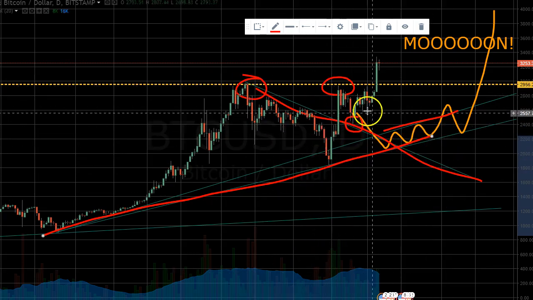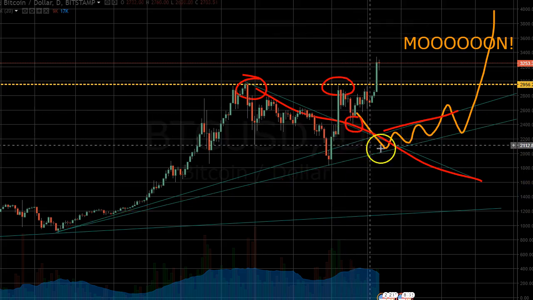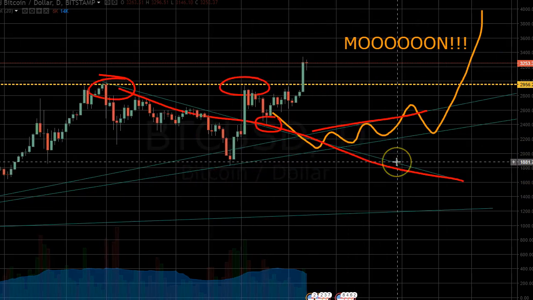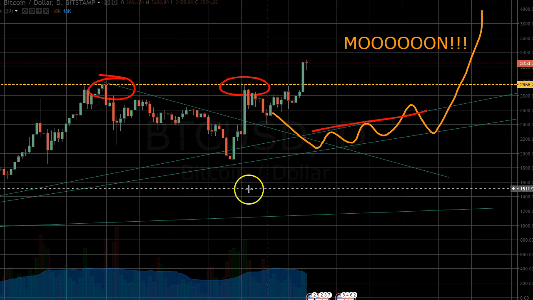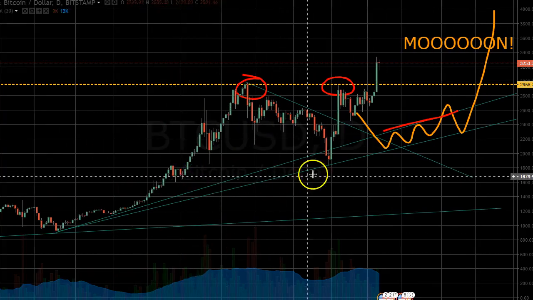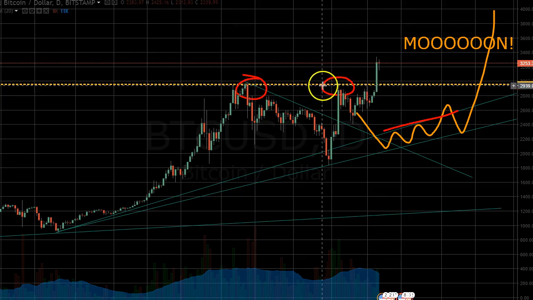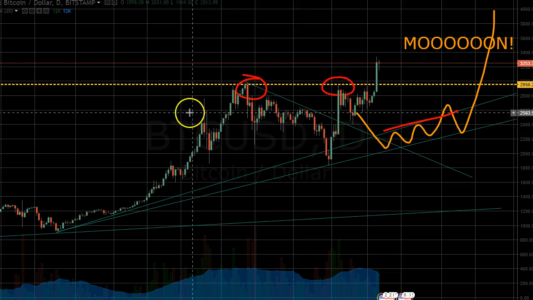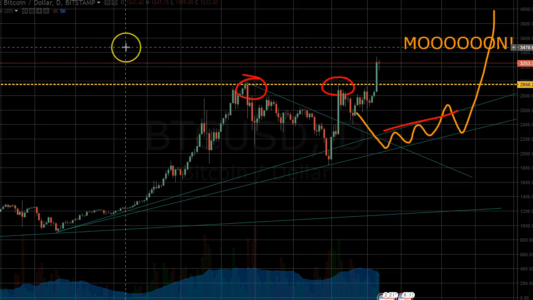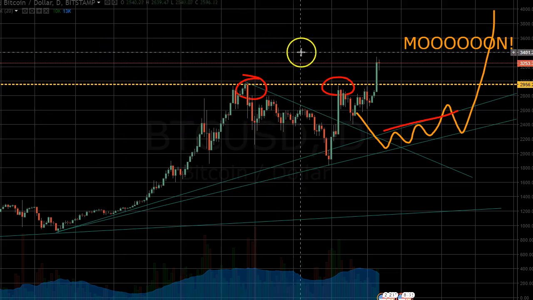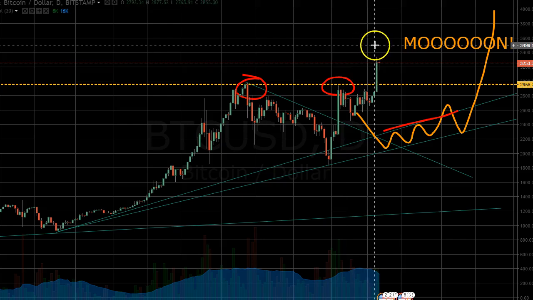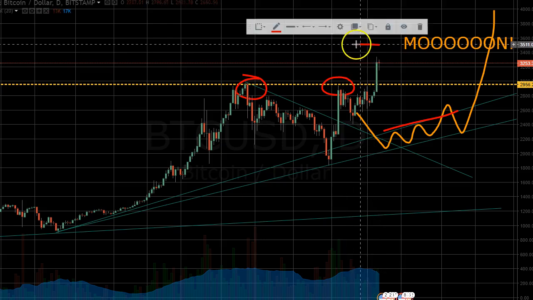All right, so we did see that, as I stated in the last video. It did bounce off and continue upward toward the resistance area of 29.56. And that is on Bitstamp, so just keep that in mind. Those numbers may be different on other exchanges.